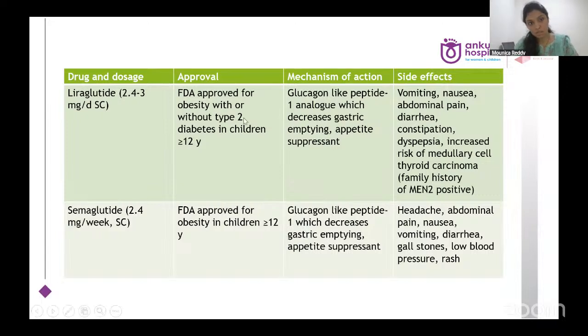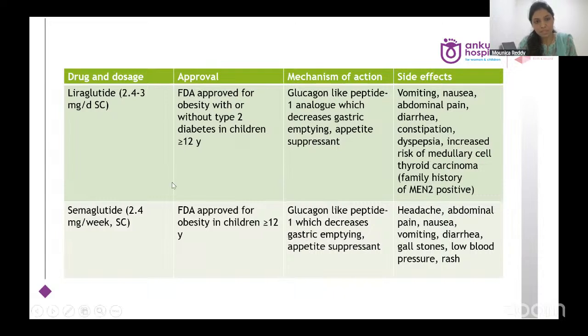Now the latest ones, the glucagon-like peptide analogs, have been in the news for some time. I think celebrities are using them, I don't know, for medical or non-medical indications. But in children, there are two GLP-1 analogs which have been approved, liraglutide and semaglutide. They act by reducing gastric emptying, and they also have some effect on the CNS, which suppresses the appetite.